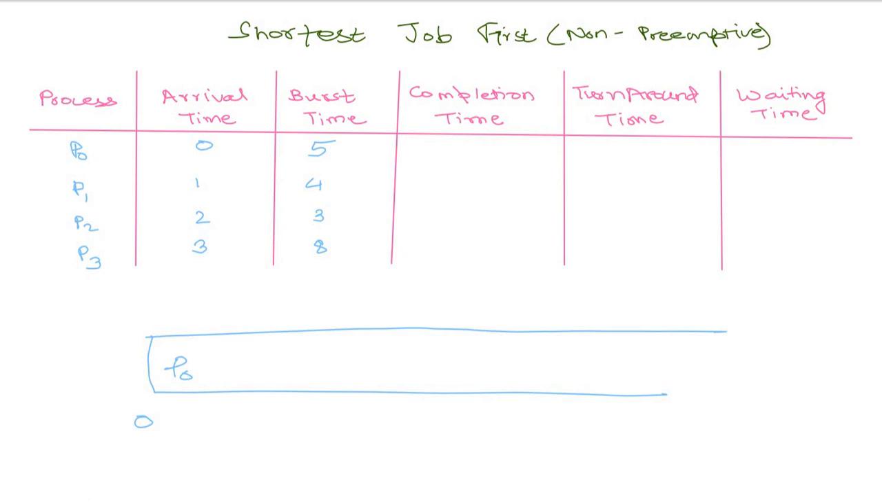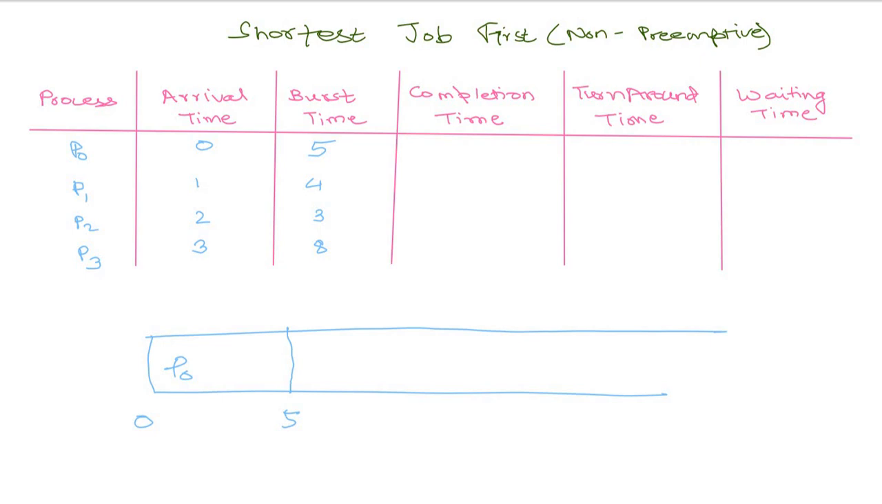So at time 0, since only process P0 has entered, we'll allocate it the time. It will finish at time 5. Up to this point, we can see that all of our processes have arrived: P1, P2, P3, as they arrived at times 1, 2 and 3.